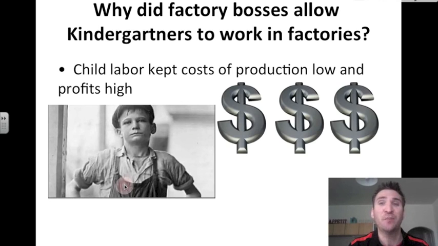Why did factory bosses allow kindergartners to work in factories? There were no child labor laws, so you could be 5 or 6 or 7 years old and work in these factories. So why hire a child? Child labor kept the costs of production low and profits high. If you're a factory boss, you see dollar signs in your head. You don't see the face of this child who is suffering because of your machines.